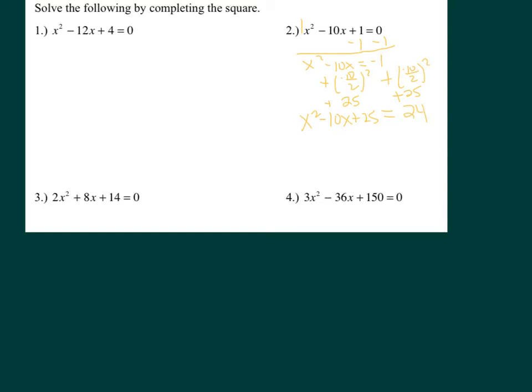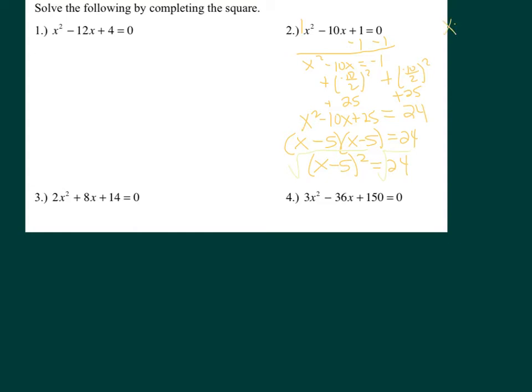So now I can factor that left-hand side. It's going to factor into x minus 5 times x minus 5. So that negative 5 times negative 5 is 25, and negative 5x and negative 5x add to the negative 10x. So we have x minus 5 quantity squared equals 24. And we've successfully completed the square. Now we're ready to solve via square roots. So we square root both sides.